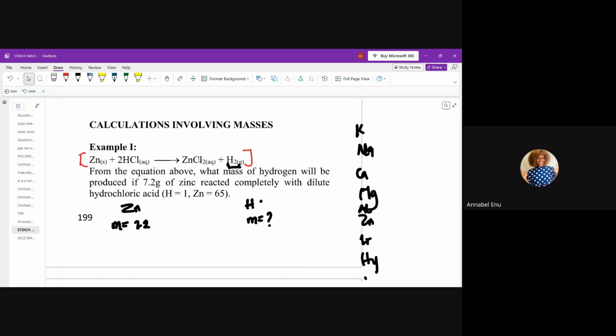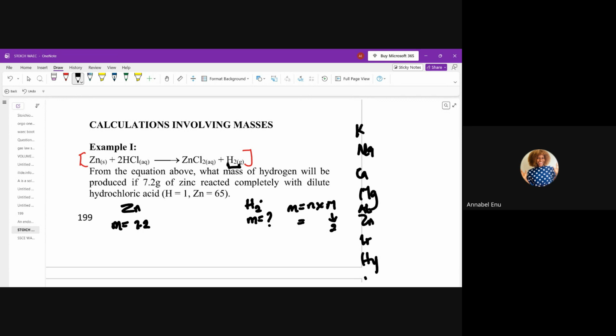Back to our question. Since we don't know the mass of our hydrogen that reacts completely with dilute hydrochloric acid, the next thing to ask ourselves is what formula we are going to use to determine our mass. We know that mass is equal to number of mole times molar mass, right? We don't know the number of mole, but we know the molar mass. The molar mass of hydrogen, hydrogen gas, H2, is going to be 2. Then the number of mole, we have to determine it.